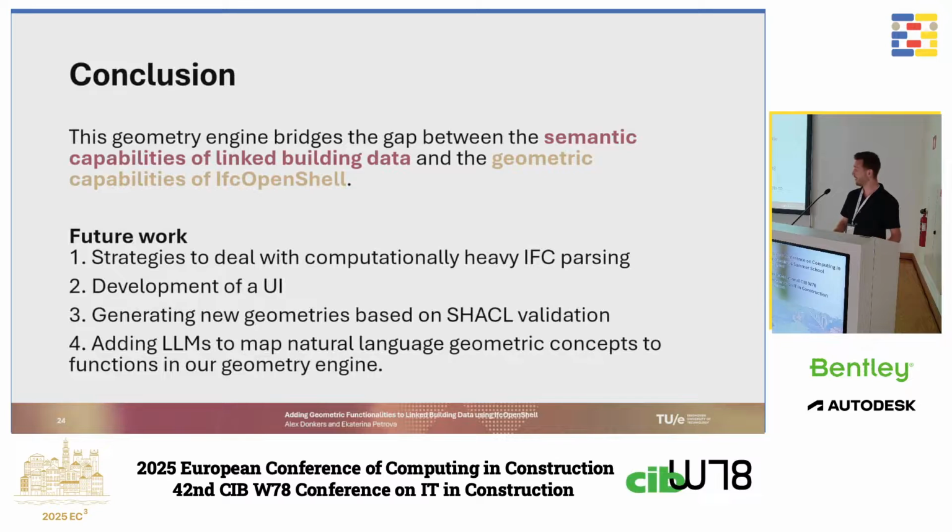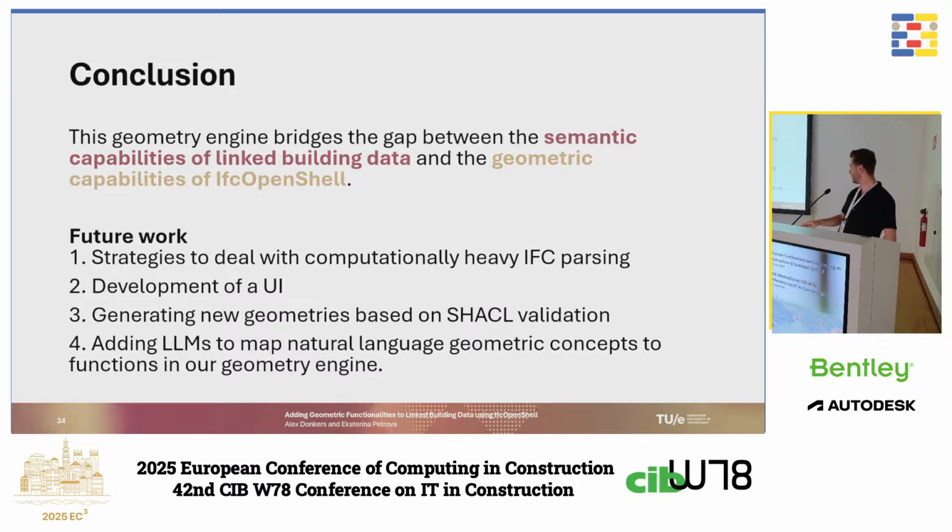To conclude, with this geometry engine, we try to bridge the semantic capabilities of linked building data with the geometric capabilities of IfcOpenShell in a very easy Python script. And future work is, well, first of all, to extend the Python functions. So I'd really like to know whether you have some functions that I can build, because it's there now. What I would also like to do is find strategies to deal with the computationally heavy IFC parsing, because that's quite heavy in the beginning.